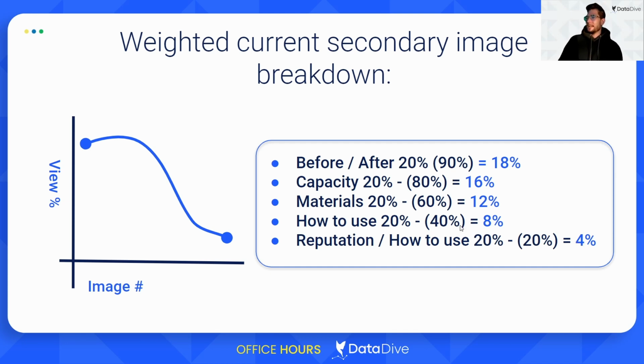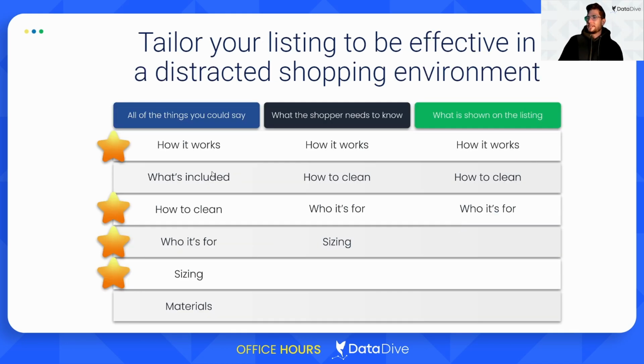So what we really need to do, and we're going to go through this workflow today, is think about what are all of the things that we could potentially say about the product? What's a smaller list of what the shopper really needs to know? What are the most important things? And then what do we actually show in the listing? And how do we prioritize what we think is the most important thing, followed by the second most important thing, third, fourth, and fifth?